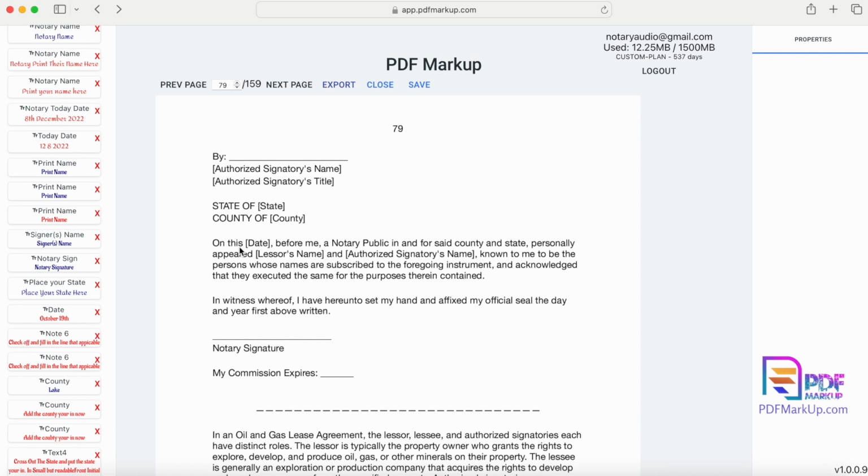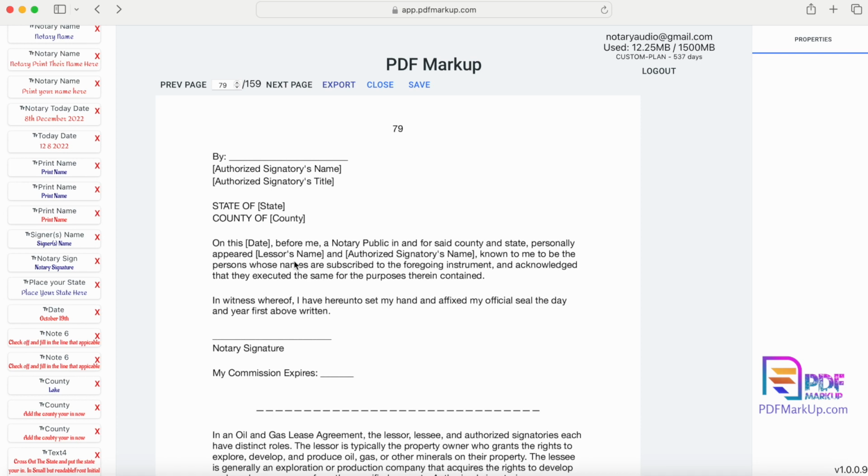So sometimes you don't. In and for said county and state personally appeared. You can put the name of the lessor. It's going to be on the document. You're going to scroll up and you'll see the name on the document underneath lessor. So that's the lessor, and the authorized signatory name. You're going to put that authorized signatory name in there.